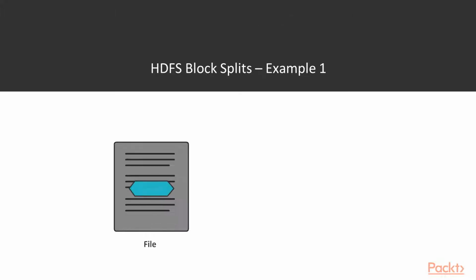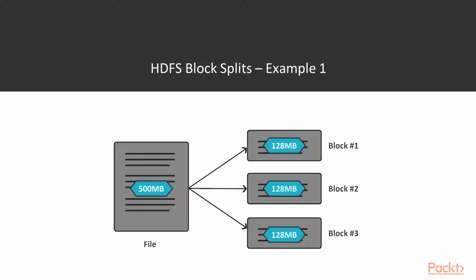So this is an example. Let's say I have a file. That file will be split into blocks. For example, let's say my file size is 500 MB and my default block size is 128 MB. So it will make blocks of 128 MB, 128 MB, and the remaining up here, right? But the largest block size will be 128 MB. So it will have 4 blocks in the case of 500 MB, but I'm just giving you an example.